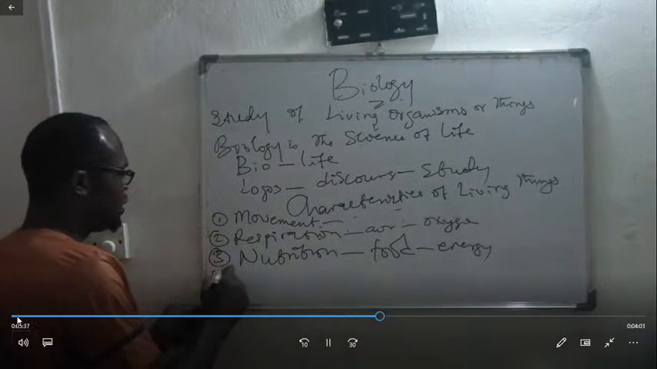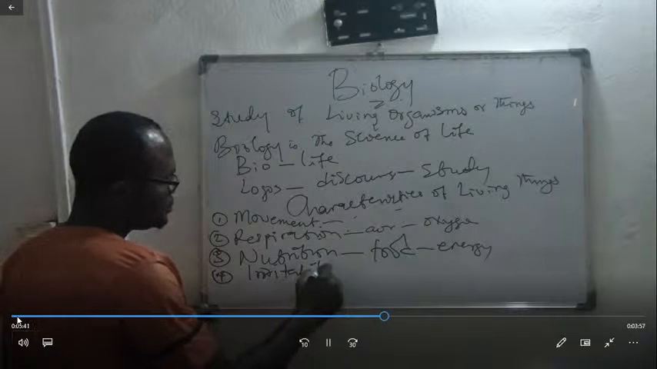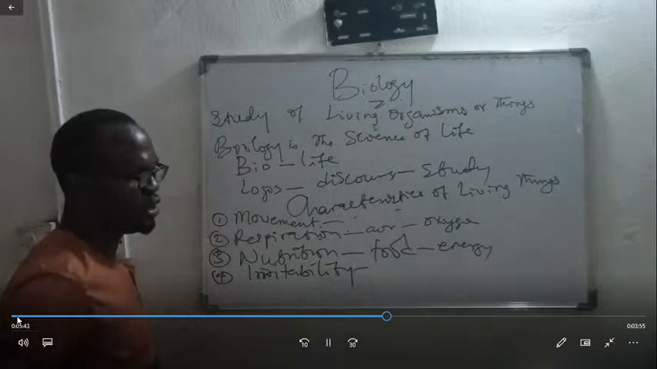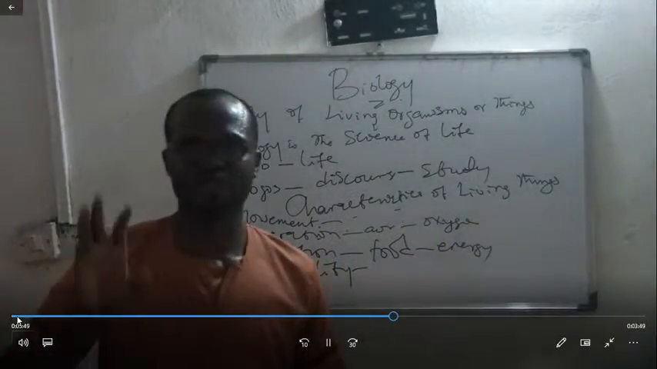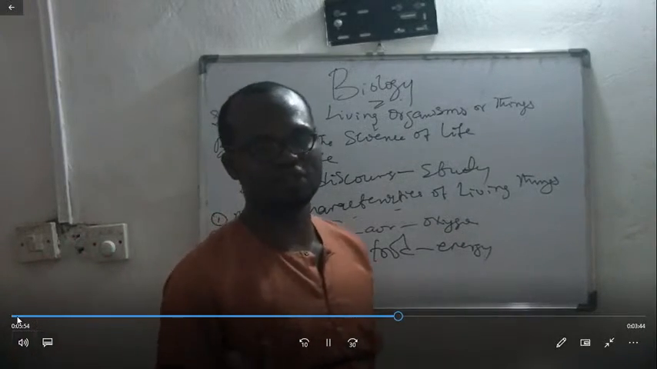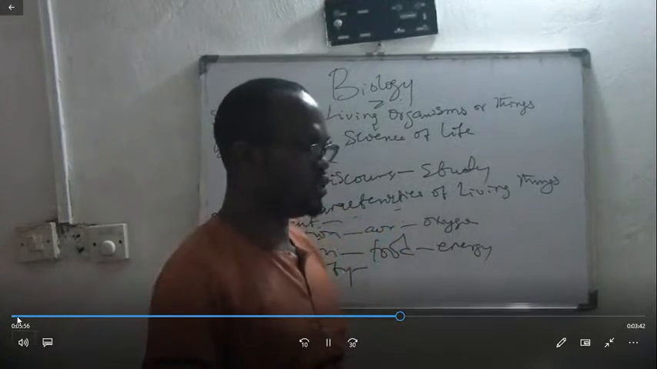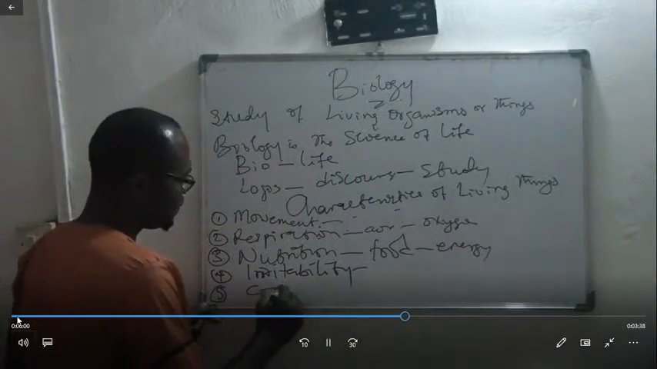Then number 4 is what we call irritability. What is irritability? That's the ability of a living thing to respond to stimulus. Irritability is the ability of a living thing to respond to stimulus.